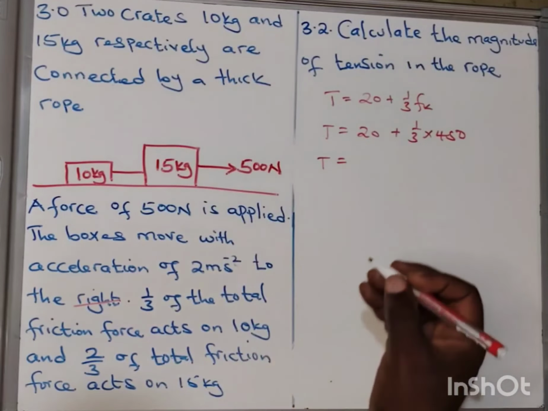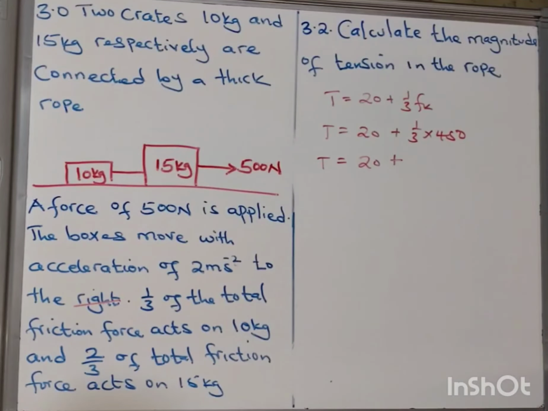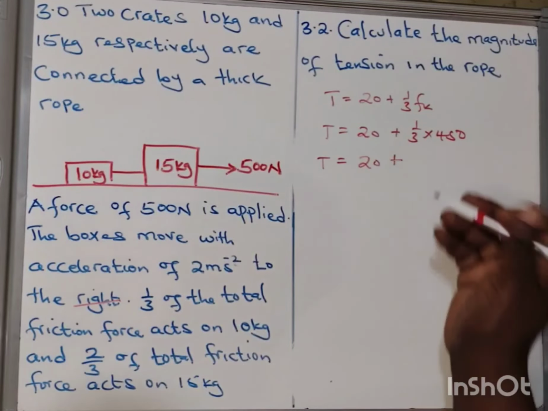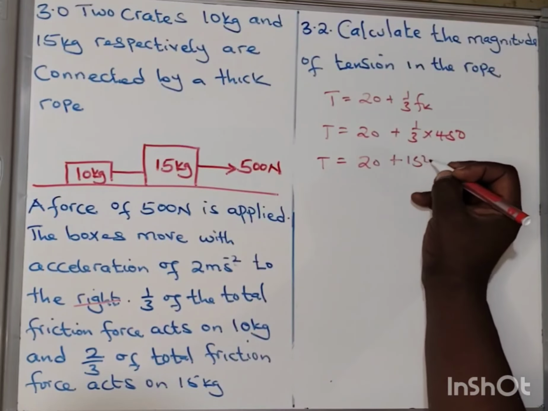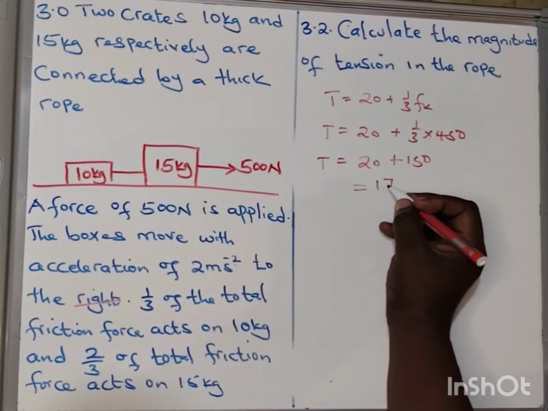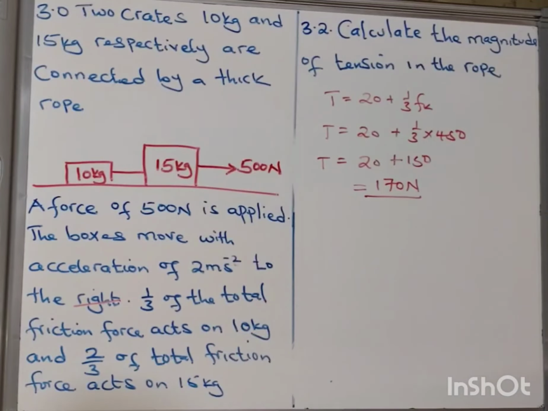Okay, what do we get from here? It's 150. And what do you get out of this one? It's going to be 170 newtons. So what you have there is the tension in the string.